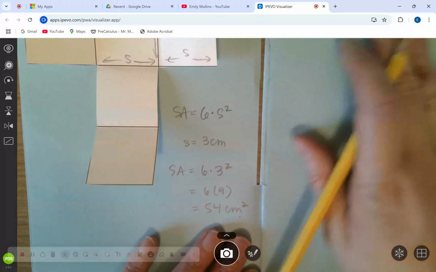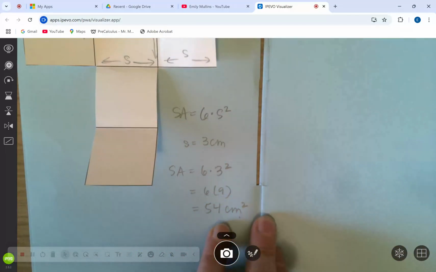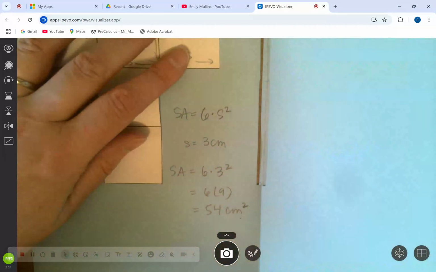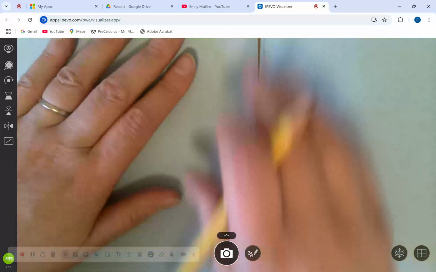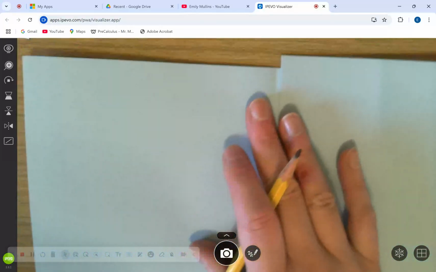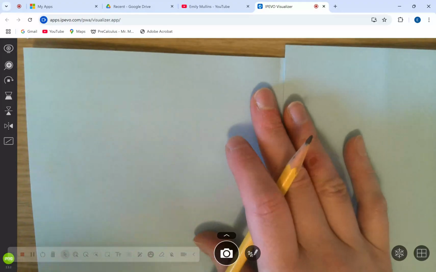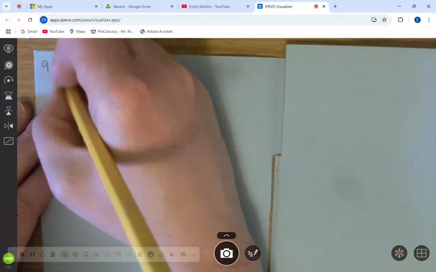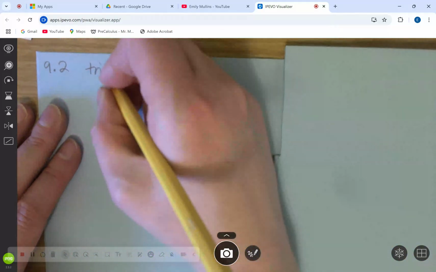So we're going to skip the next page. We're going to do volume and some other stuff with nets. So I'm not going to put anything there, and I'm going to turn my page again. And we are still in section 9-2. There's a lot of shapes today. And now we're going to look at a triangular prism.